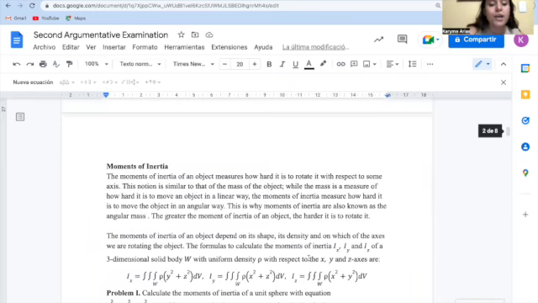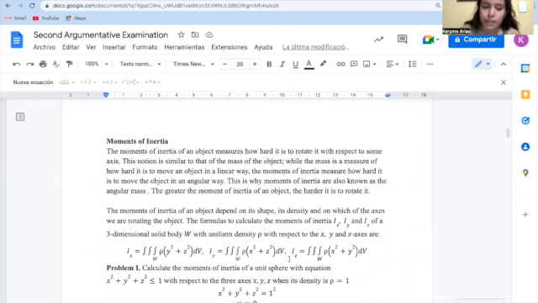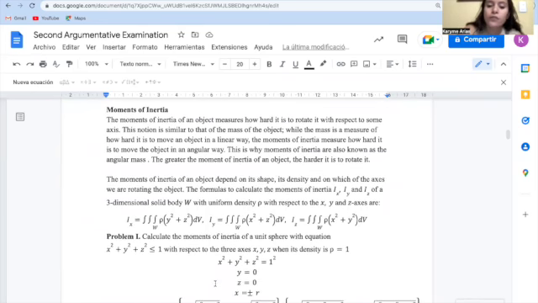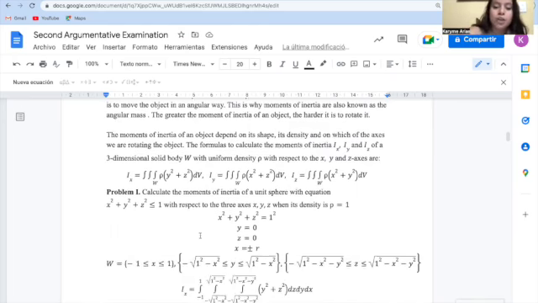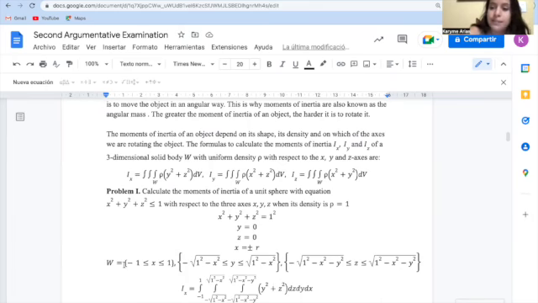So let's start. First of all, we have to start with the moments of inertia, where they are telling us to calculate the moments of inertia of a unit sphere with this equation with respect to three axes, x, y, and z, when its density is rho equals 1. So first of all, we have to do our limits because it's a triple integral. So we have to do the limits of x, y, and z.